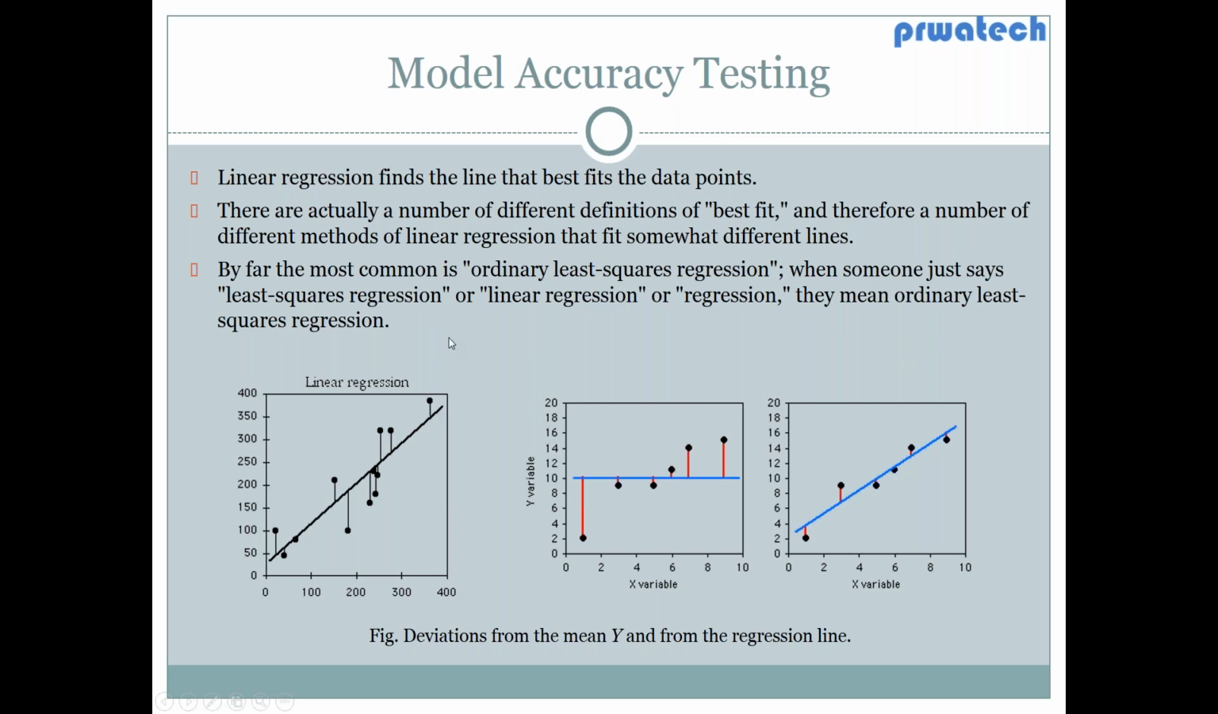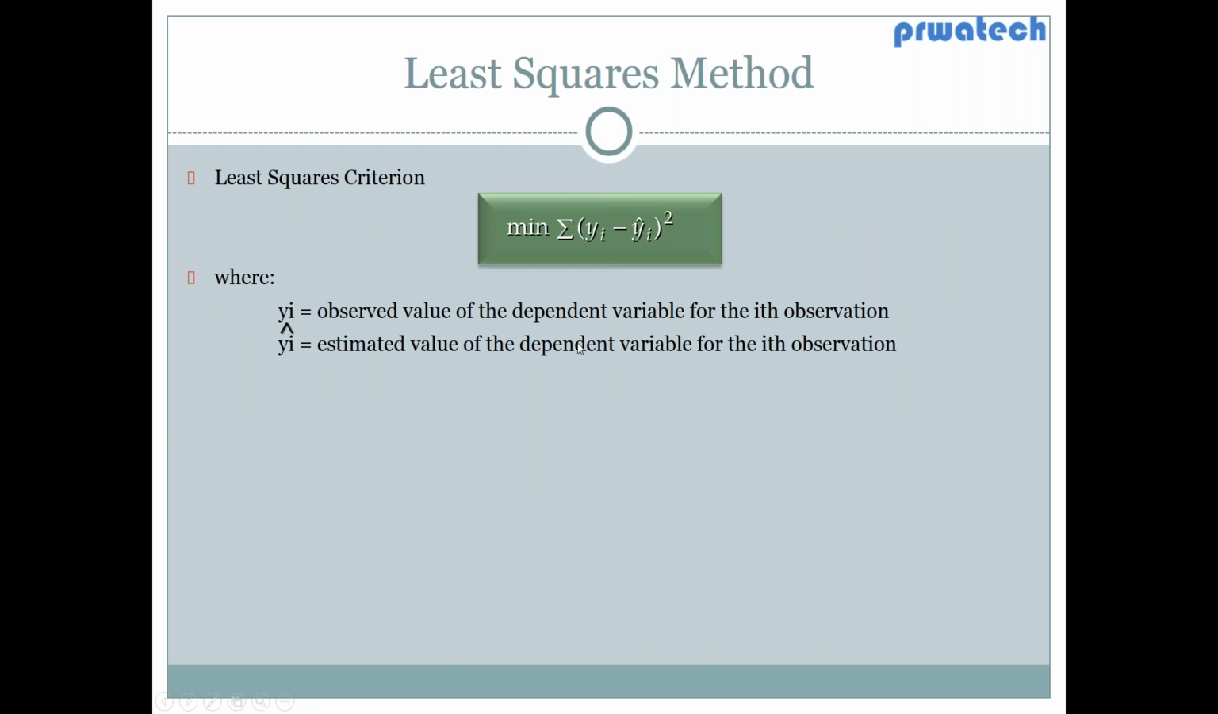So there are different methods to find out the model accuracy. One of them is the least square method, where we find the difference between yi, the observed value, and the estimated value. If you square these differences and find the mean, it will give you the least square values.